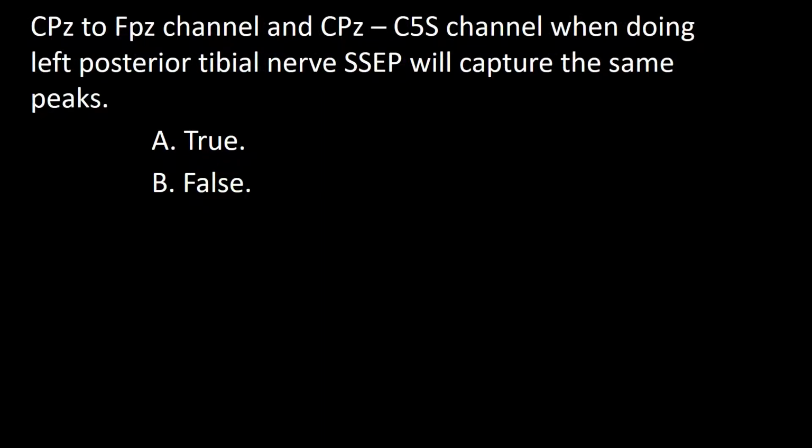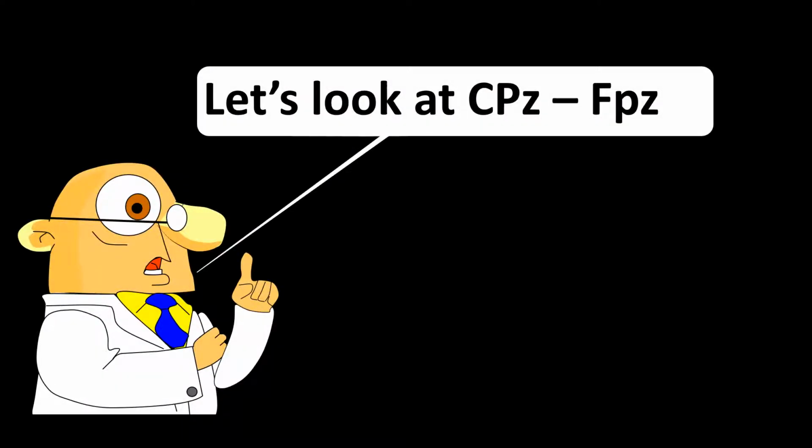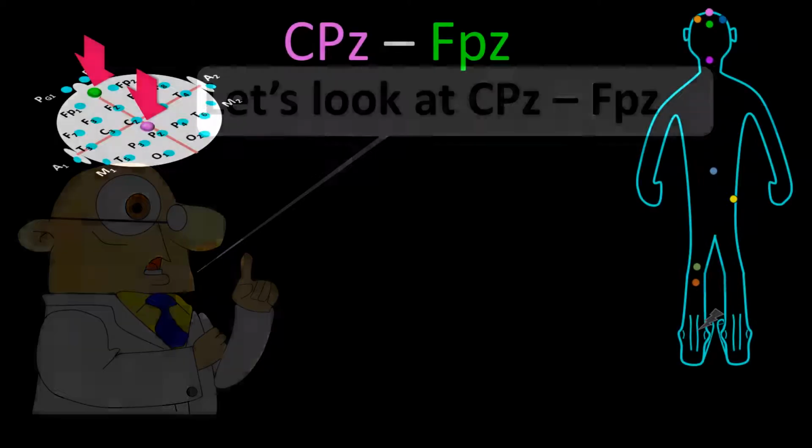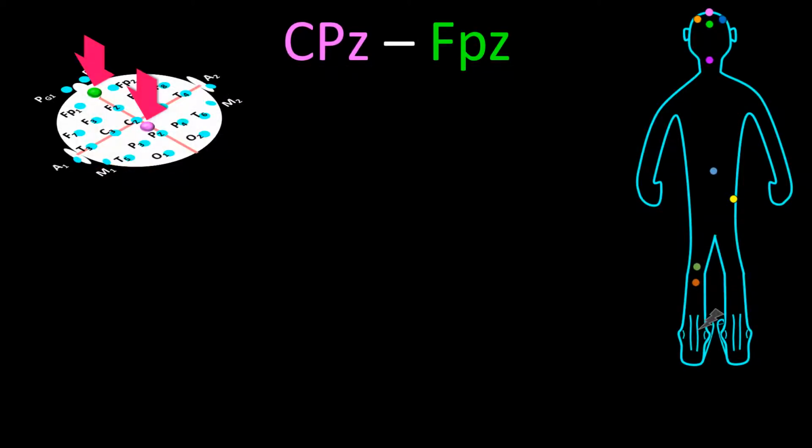Next question. ZPC to FPC channel and CPZ to C5S channels, when doing left posterior tibial nerve somatosensory evoked potential, will capture the same peaks: A true, B false. Let us first consider CPZ and FPZ derivation. Using this derivation, the only wave recorded will be P37.